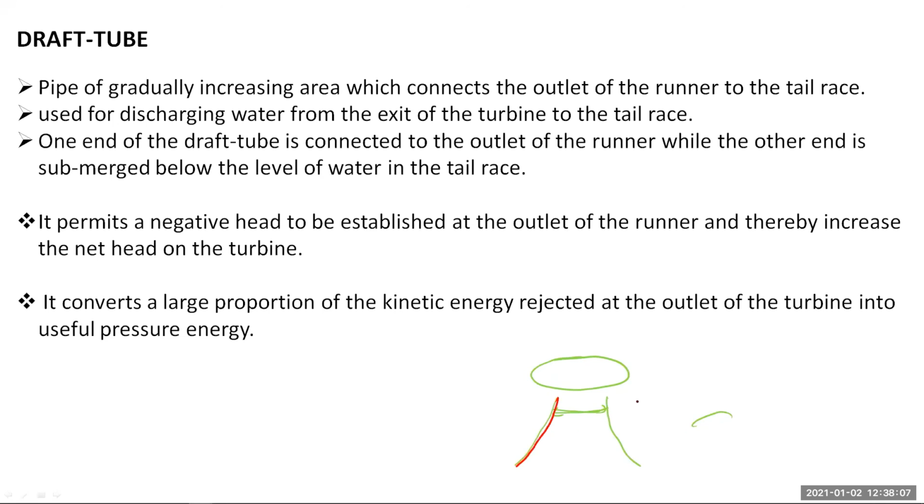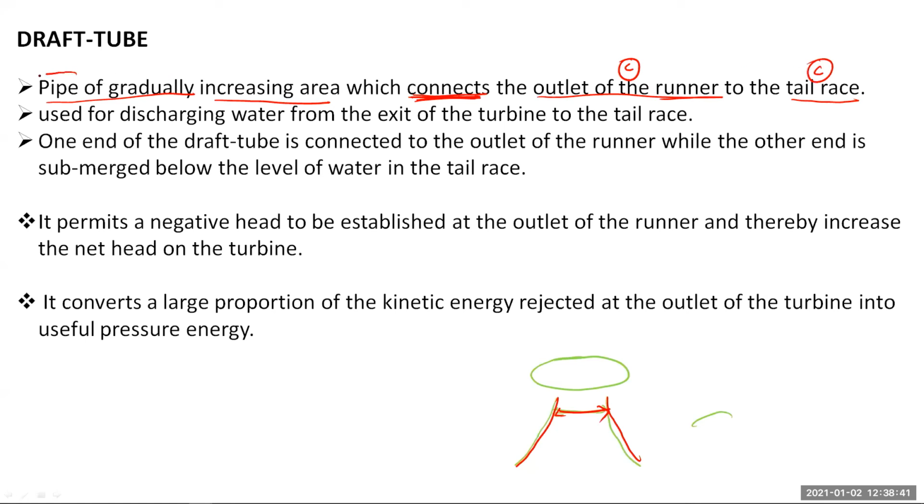The cross-sectional area of this pipe, you can see, is increasing. This is the draft tube. Let's see what is written here: a pipe of gradually increasing area which connects the outlet of the runner to the tail race.